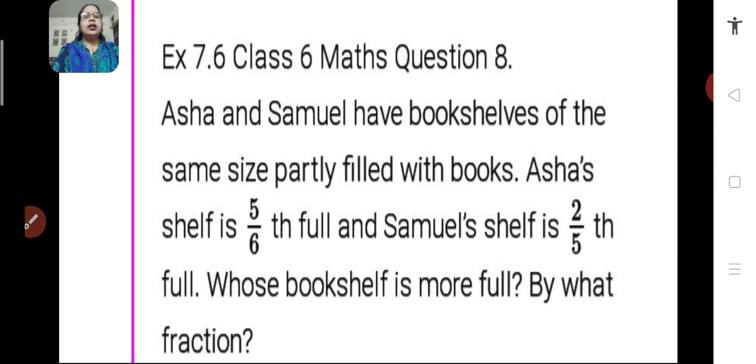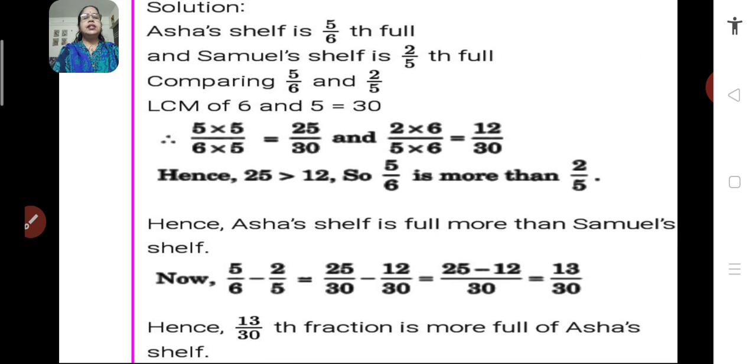Next question. Asha and Samuel have bookshelves of same size partly filled with books. Asha's shelf is 5/6 full and Samuel's shelf is 2/5 full. Whose bookshelf is more full and by what fraction? Let us see how we solve this.